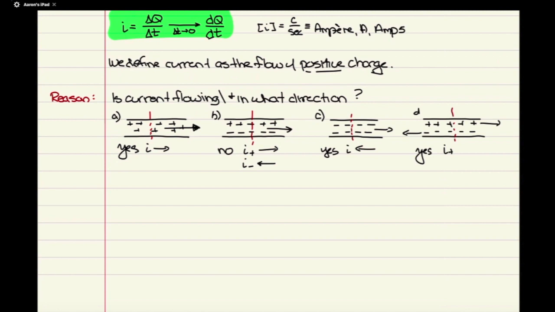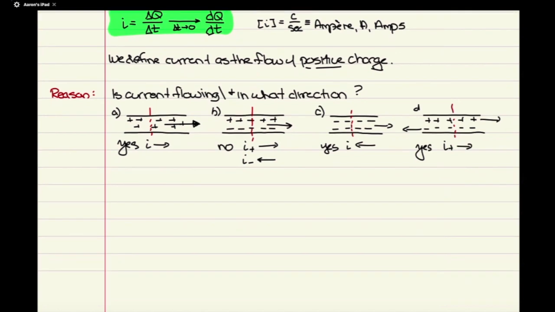So if I look at the current for the positive charges, they're moving to the right. And while the negative charges are moving to the left, that signifies a current that is moving to the right. So in this case, there is indeed a current moving towards the right. All right, pretty straightforward.